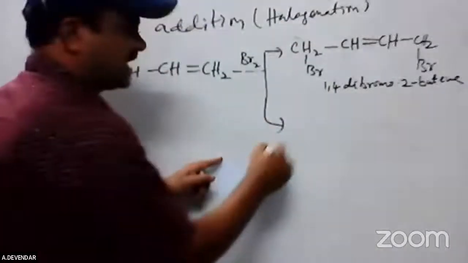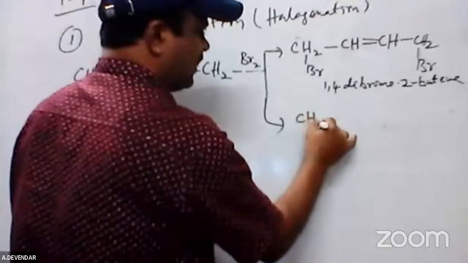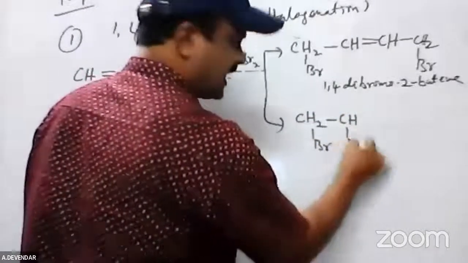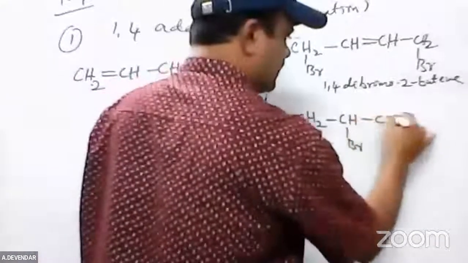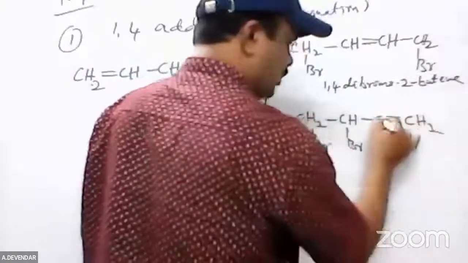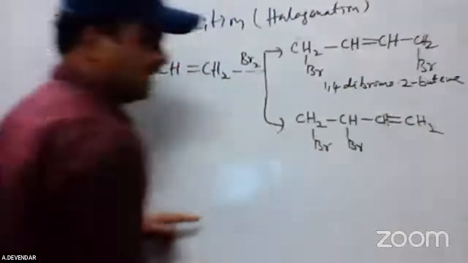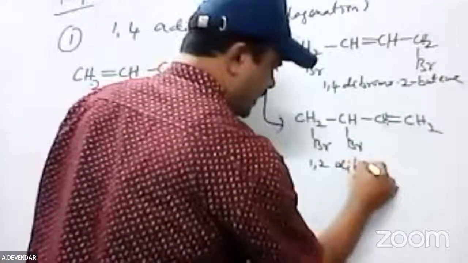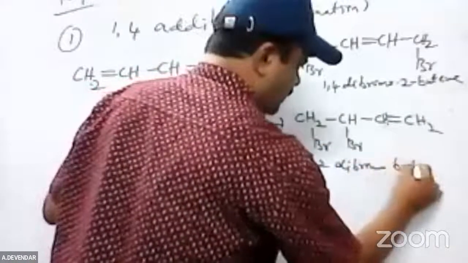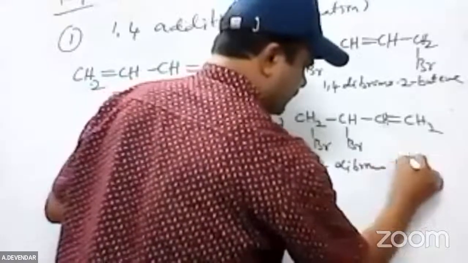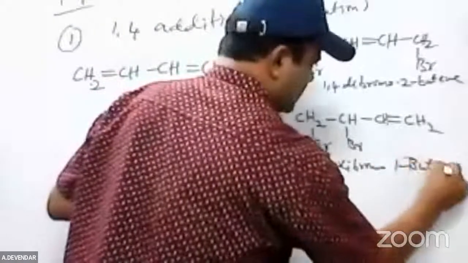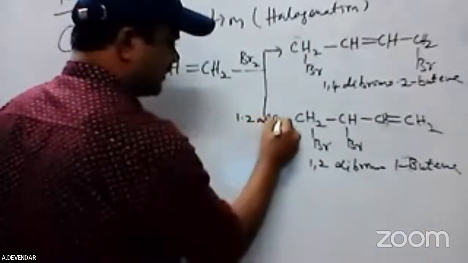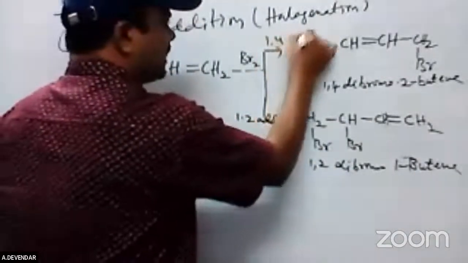There is one more possibility: bromine here also, and bromine here also. Then you have CH2 here and CH there. It is called 1,2-dibromo-1-butene... this is a 1-butene, this is 2-butene. This is called 1,2 addition, and the other is called 1,4 addition.